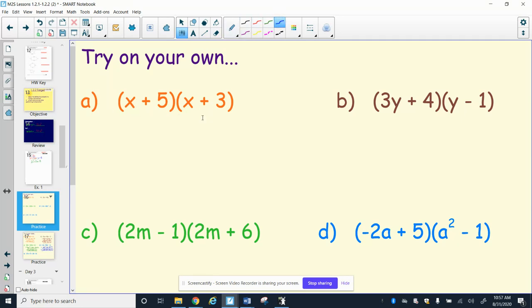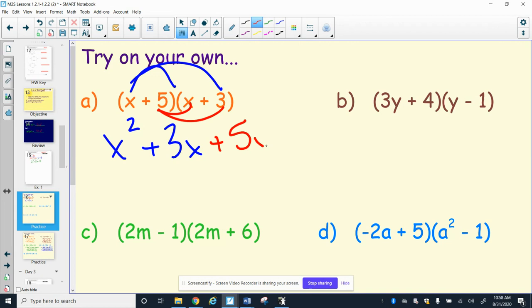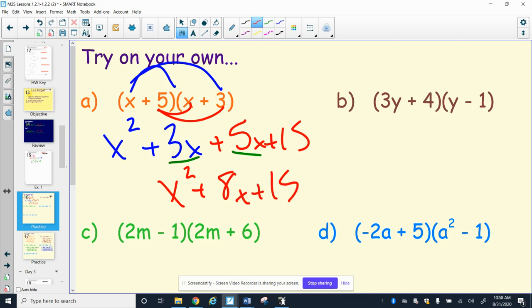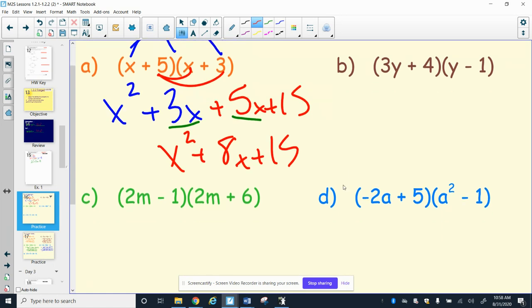If we did A, I'd multiply the x to both: x squared plus 3x. Then we'd multiply the 5 to both: plus 5x plus 15. And then we combine any like terms. We have these two like terms in the middle: x squared plus 8x plus 15. Why don't we attempt D as well? Because that one's a little bit trickier.